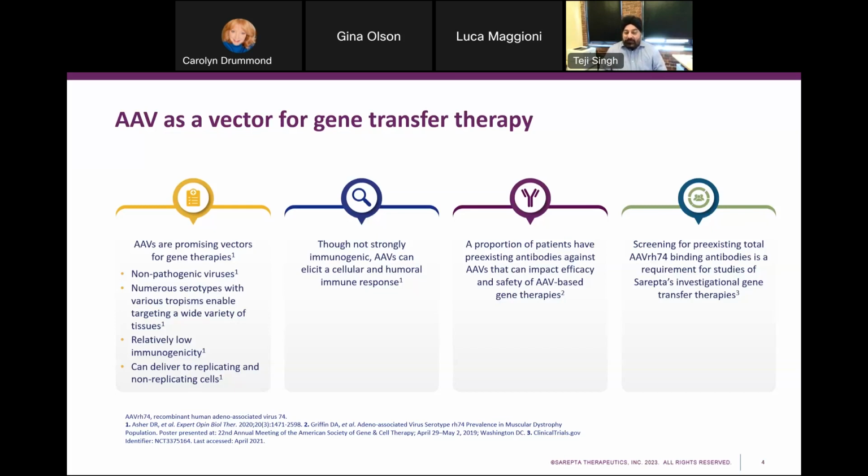Now, pre-existing antibodies refer to those that exist before an exposure to a vector, so before an infusion. After infusion, everybody has antibodies, but pre-existing are those that exist naturally to a specific type of vector. The antibodies that exist can be neutralizing or total binding, so any sort of antibody, which I'll go into in more detail later. In the case of Sarepta's product, we use the AAV RH74 vector. So when we do screening, we're screening for pre-existing total antibodies to AAV RH74.